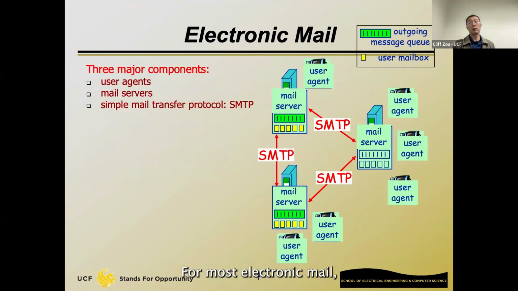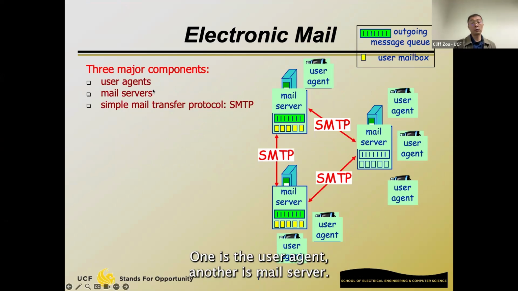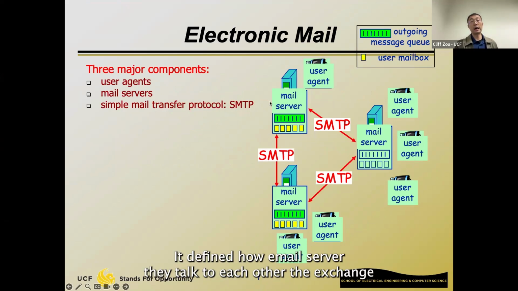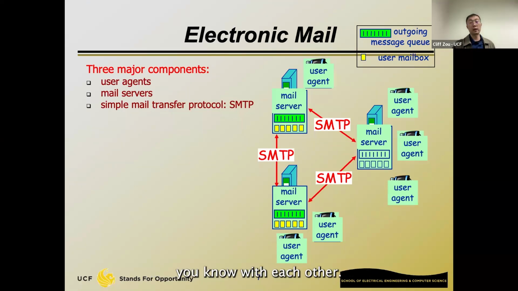Okay, for emails, electronic mail, there are 3 major components. One is the user agent, another is the mail server, then the Simple Mail Transfer Protocol. It's called the SMTP protocol. It defines how email servers talk to each other and exchange email with each other.